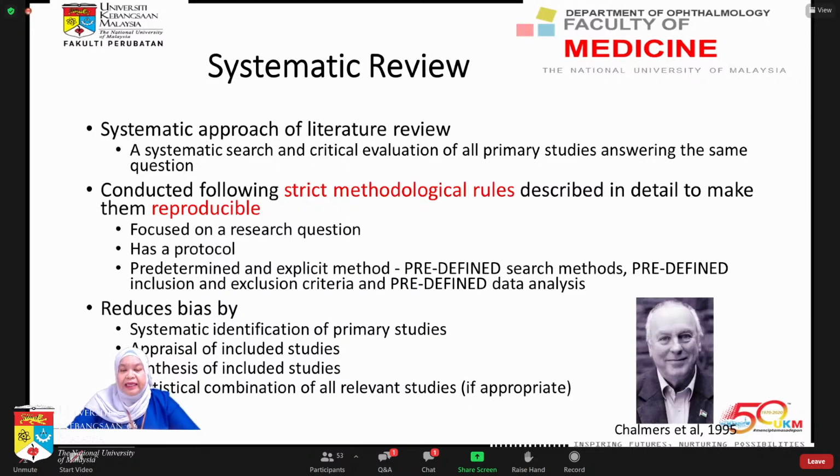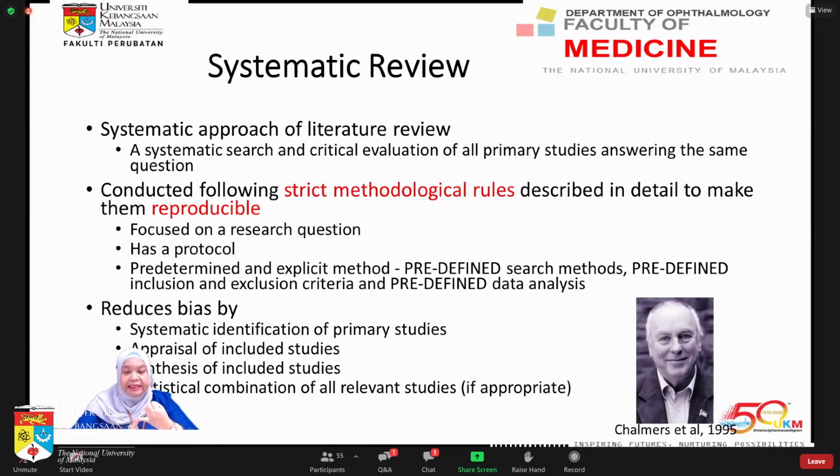Now, systematic review was introduced by Cochrane, and it is different from literature review because it is a systematic approach to the literature review. You have strict methodological rules that are described in detail to make them reproducible. So it focuses on a research question. It has a protocol, with predetermined methods. You have predetermined search methods, predetermined inclusion and exclusion criteria, and predefined data analysis. With all this, we have that protocol. All this reduces bias because you identify your studies systematically.